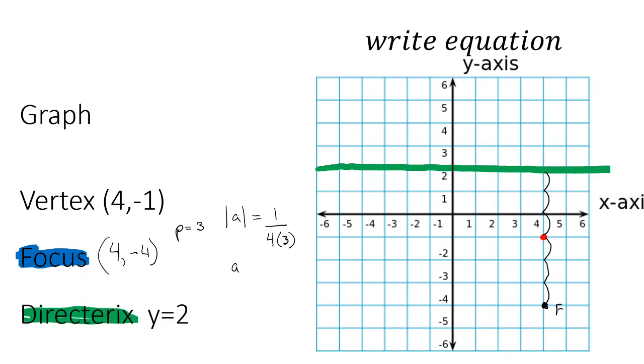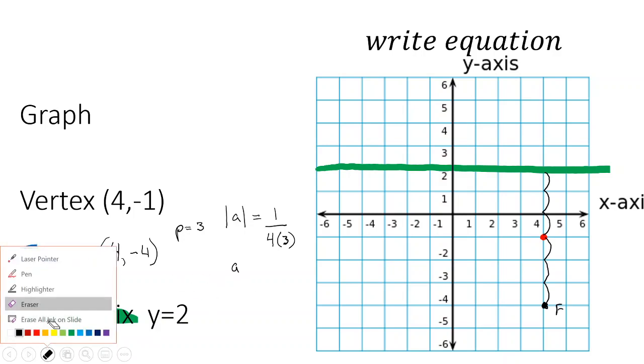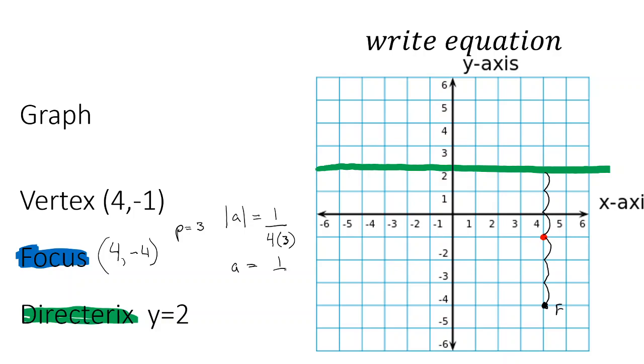So A equals 1/12. So question is A positive or negative? Because remember, it's the absolute value. The focus is always inside of the parabola. So wouldn't it look like this, my parabola? It's wide and it goes down. So wouldn't A be negative because my parabola goes down? Absolutely. So because it's a vertical parabola, it's going to be y equals negative 1/12.